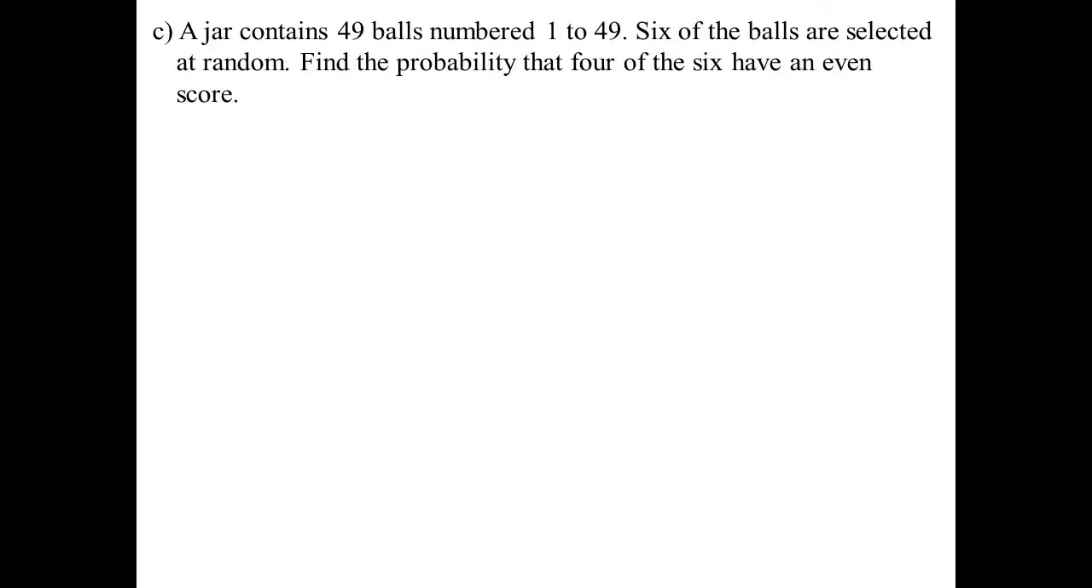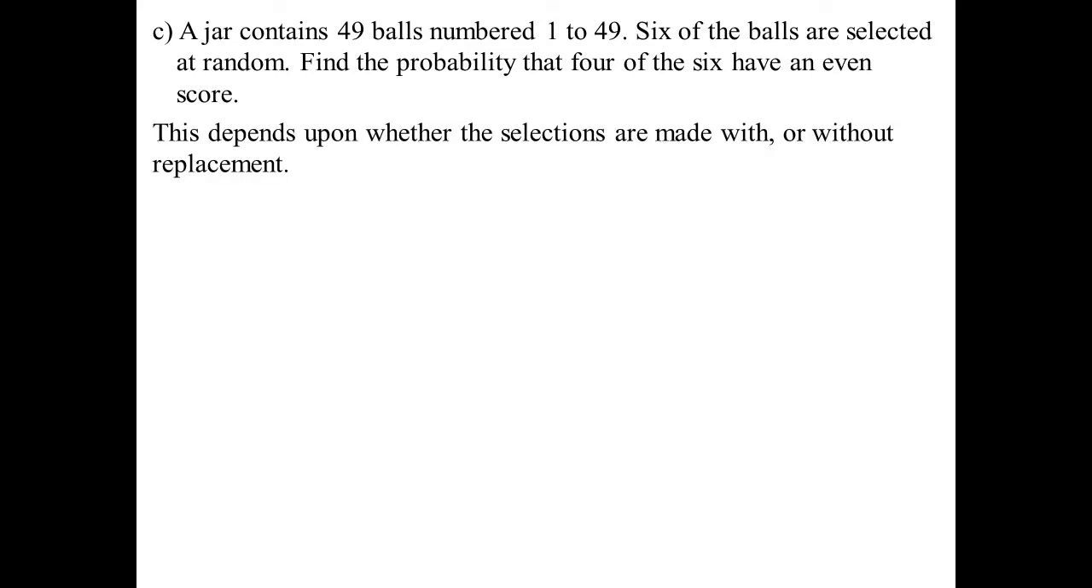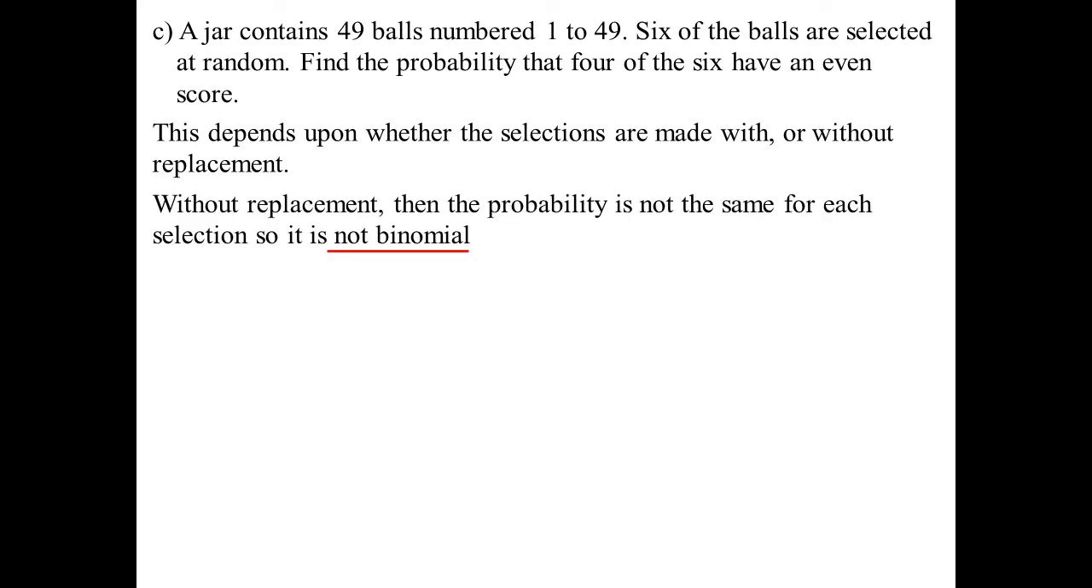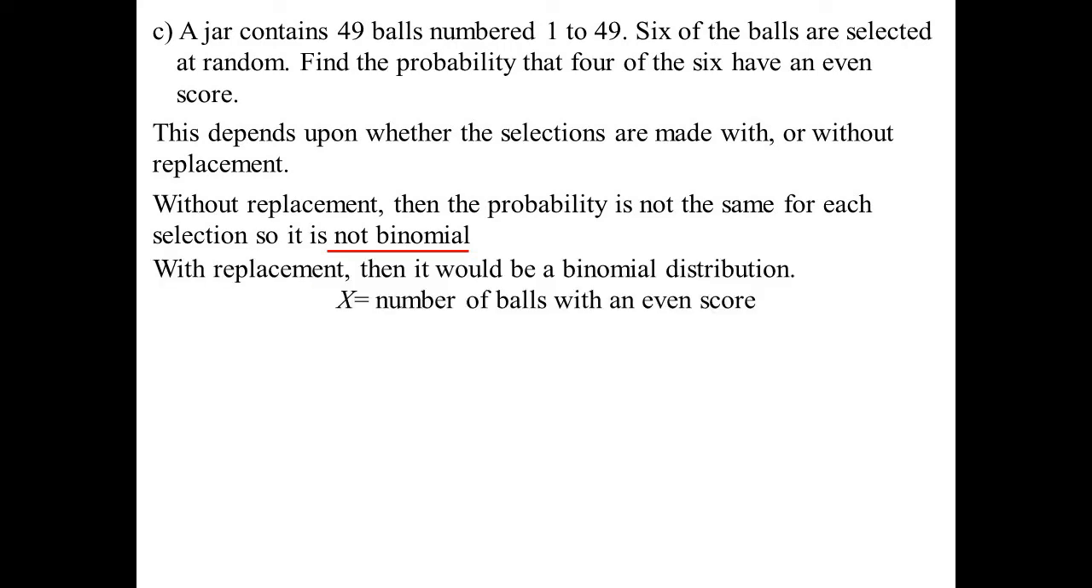A jar contains 49 balls. They're numbered 1 to 49. 6 of the balls are selected at random. Find the probability that 4 of the 6 have an even score. In other words, an even number. Well, in this case, it depends. Is it with replacement or without replacement? You see, if it's without replacement, then it's not binomial. Remember we saw that yesterday with binomial probability. Probability has to be the same every single time we do it. So that's no good. But if it is with replacement, yeah, this would be a binomial distribution.